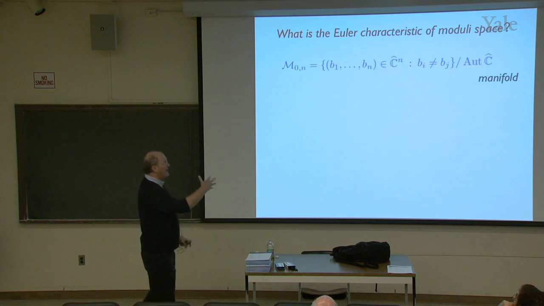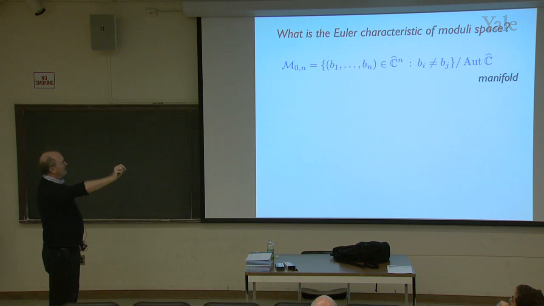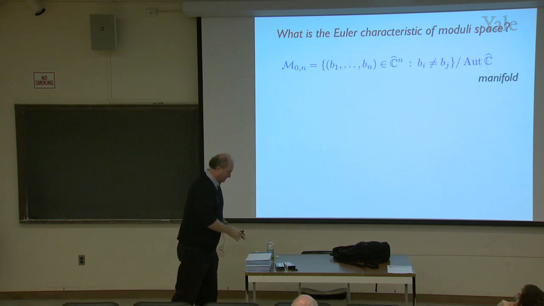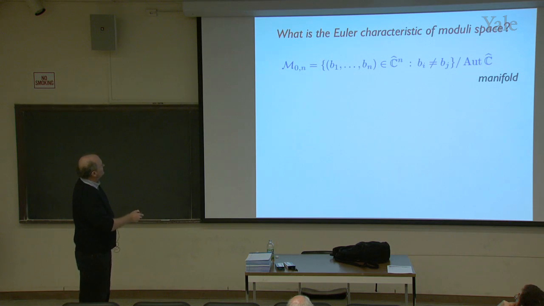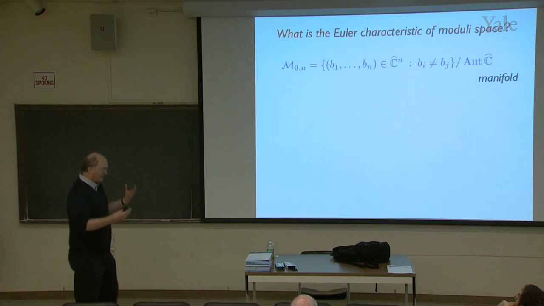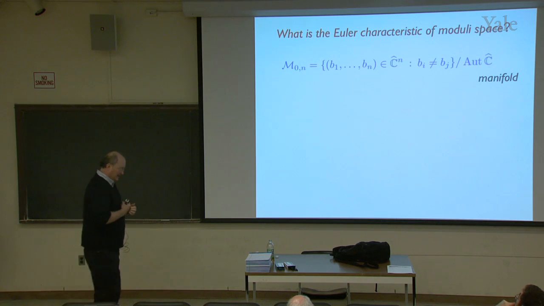So this is just a manifold. It's a list of n points modulo the diagonal action of the automorphism group of the Riemann sphere. So this manifold is usually called M0n. It's Riemann surfaces of genus 0, of which there's only one, with n marked points on it.